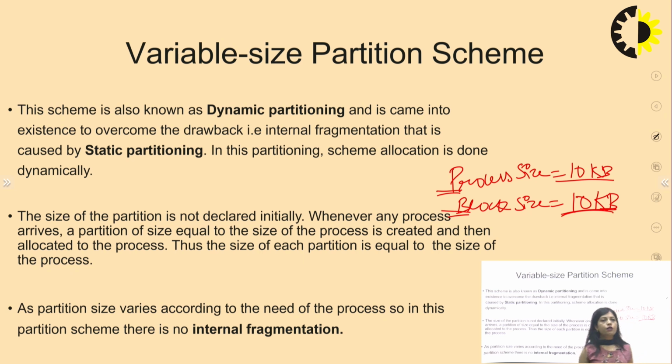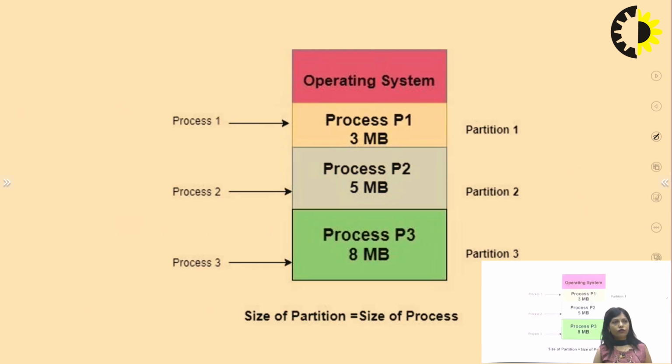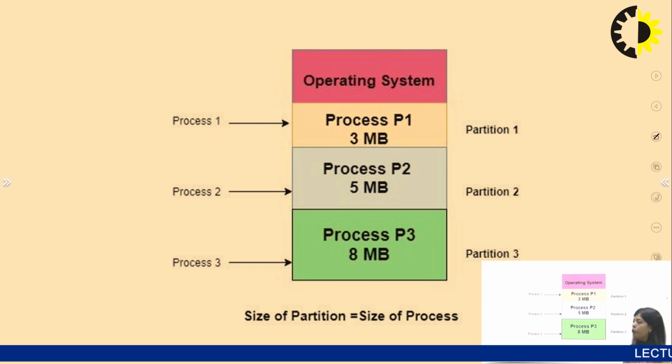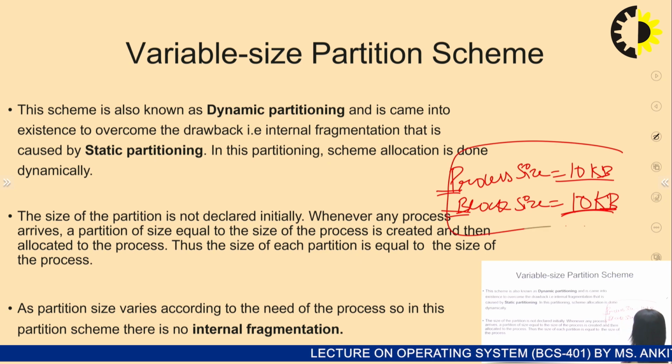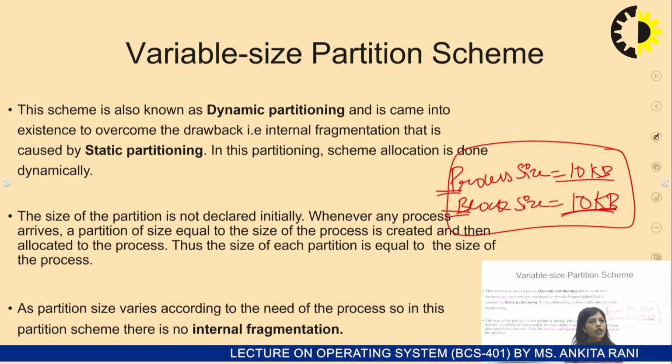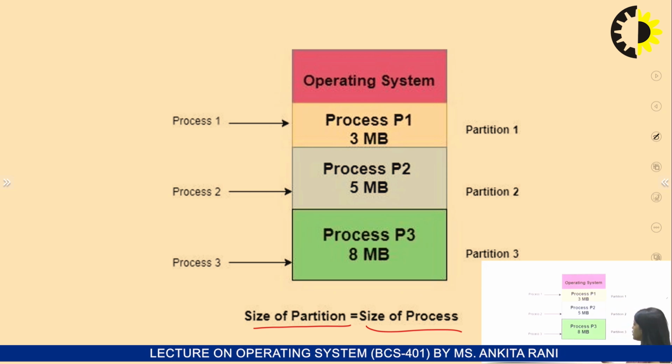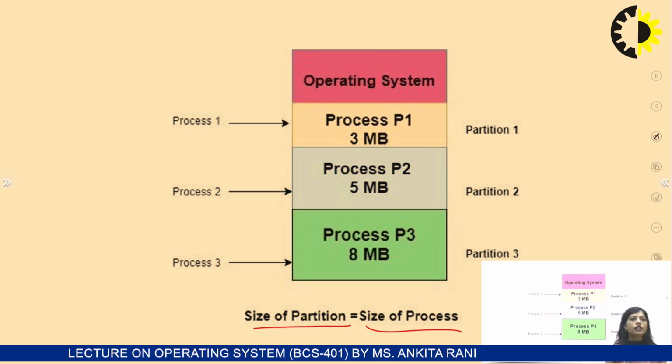So the size of each partition is equal to the size of the process. As the partition size varies according to the need of the process, in this case there is no internal fragmentation. So this is the example. In a variable size partitioning scheme, the size of the partition is equal to the size of the process, as we see here. The size of the partition and the size of the process are equal in dynamic or variable size partitioning.